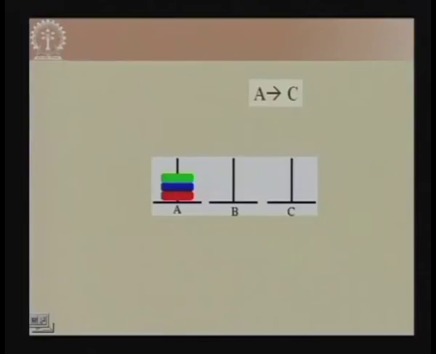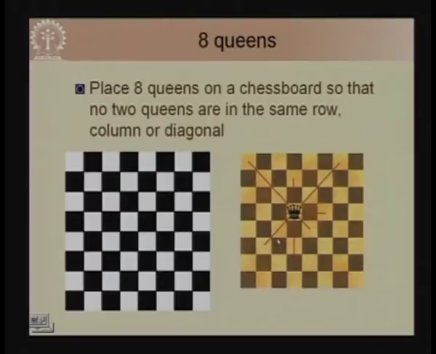The actions that we will take here are: move from A to C, that is, move the topmost disk of A to C. The next action is move from A to B. Next action is move from A to C. Next action is move from B to A, then move from C to B, then move from A to B, then move from C to B, and finally we have this desired goal configuration.